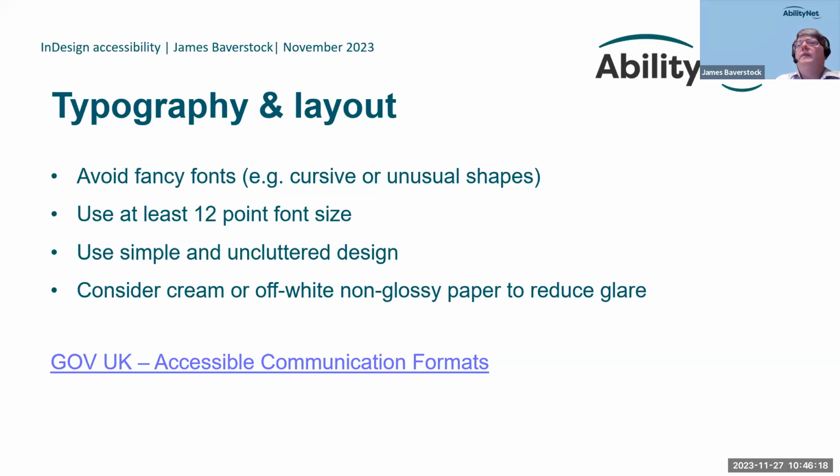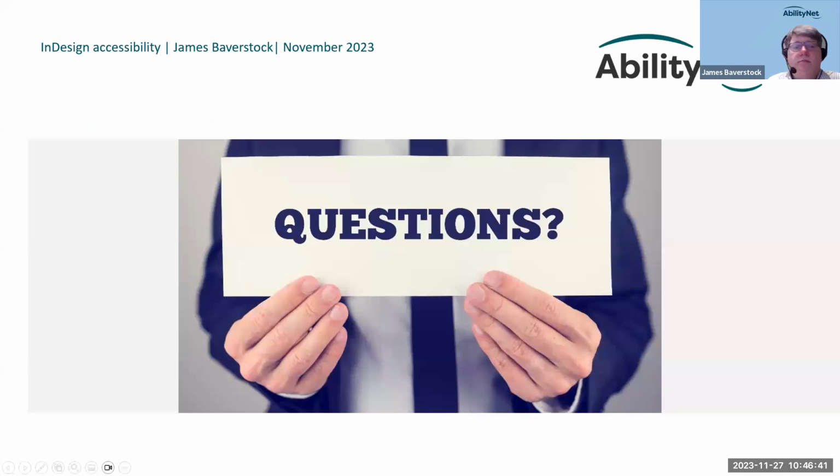And if you're thinking about printing documents, there's a link here which you'll get when you get the slide deck to a section on gov.uk on accessible communication formats, which talks about accessibility for print documents. But one tip is to consider cream or off-white non-glossy paper for your print documents to reduce glare, which can help people to read them. So those are some points about visual design considerations.